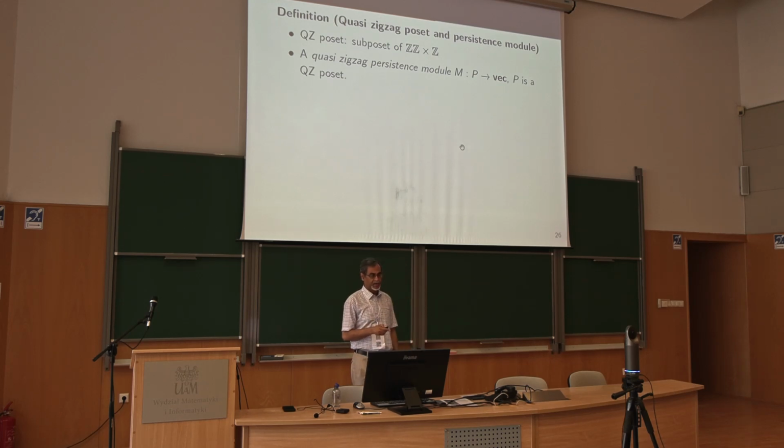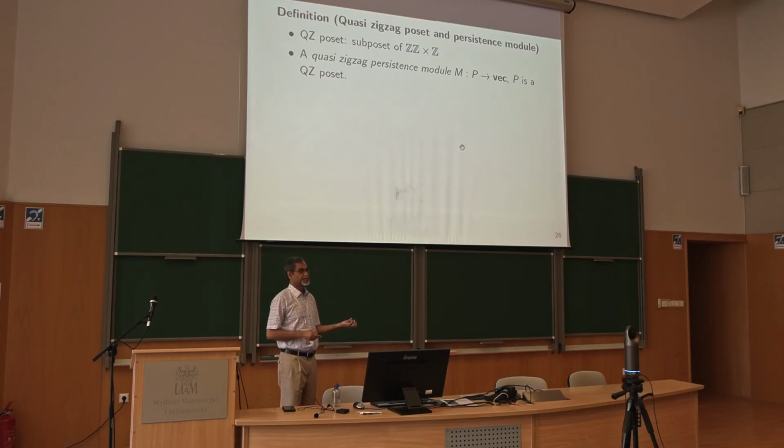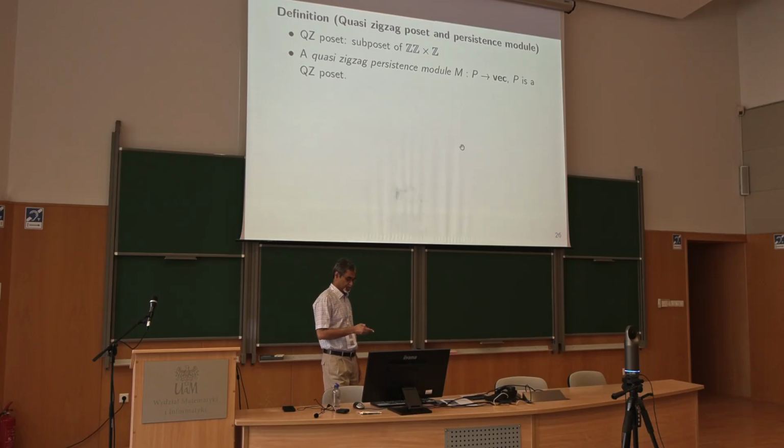the quasi zigzag poset is basically a subposet of this product. Z is the vertical direction, and the horizontal direction is zigzag, ZZ. You can define ZZ and Z very formally. I am not going to do it here, it's in the paper. But once you have this quasi zigzag poset, you can still define the persistent module as a functor from this poset, as I have done it, and I'll call it a QZ module.